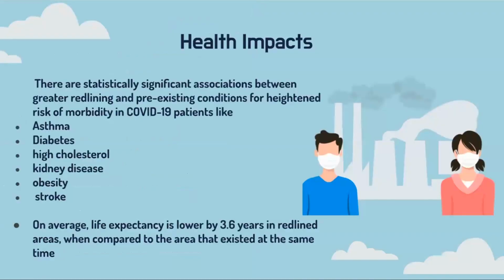Some of the health impacts that are statistically shown are associations between redlining and pre-existing conditions for heightened risk of morbidity in COVID-19 patients, like asthma, diabetes, high cholesterol, kidney disease, obesity, and stroke. And the life expectancy is lower by 3.6 years in redlined areas compared to other areas that weren't redlined.